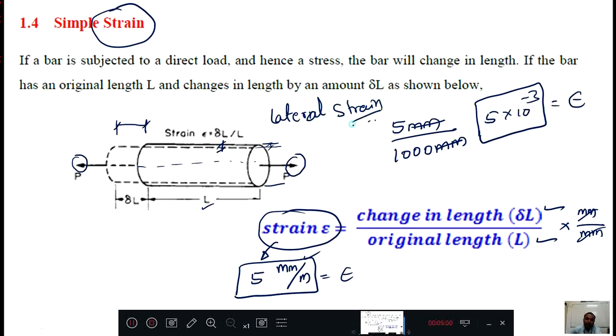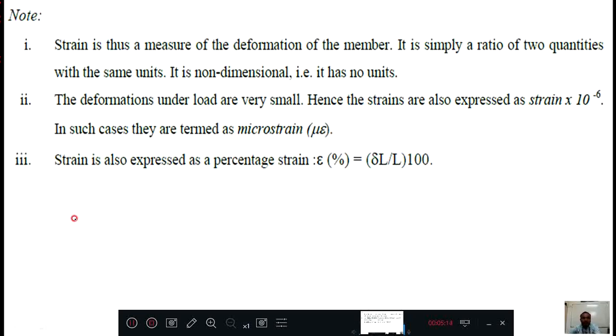Means we got two types of strain. One is a longitudinal strain that will be along the lengthwise direction, and one is a lateral strain that will be perpendicular to the load, that is, cross sectional area wise. Now here are some points with respect to strain.